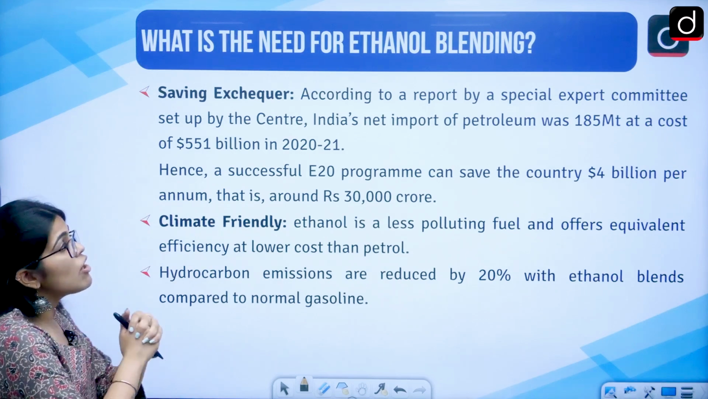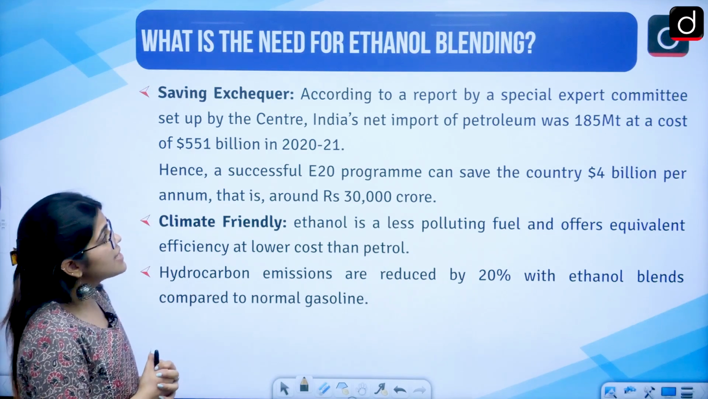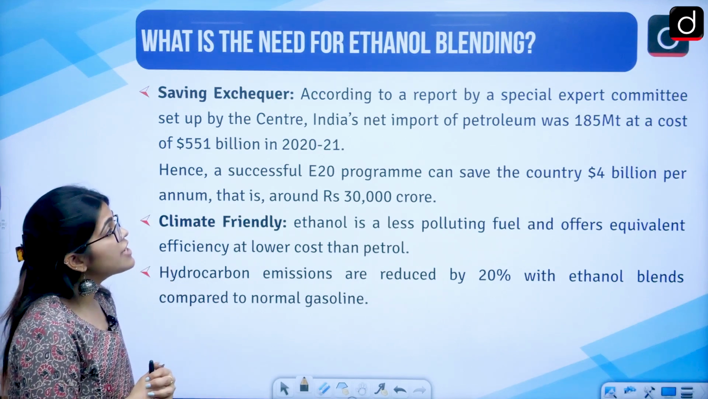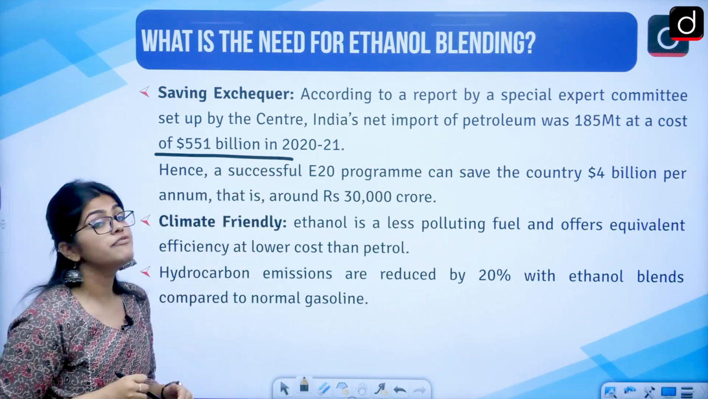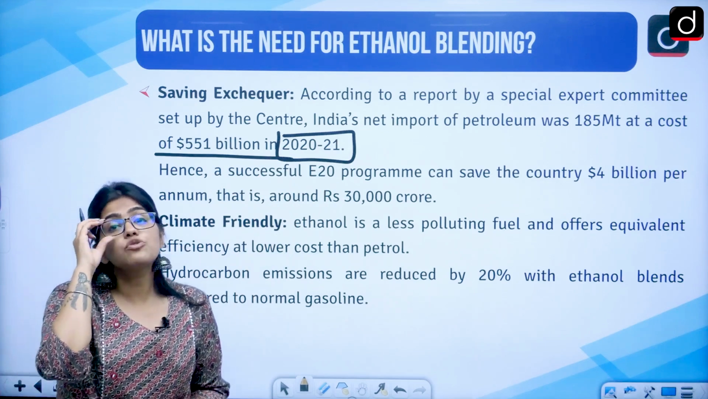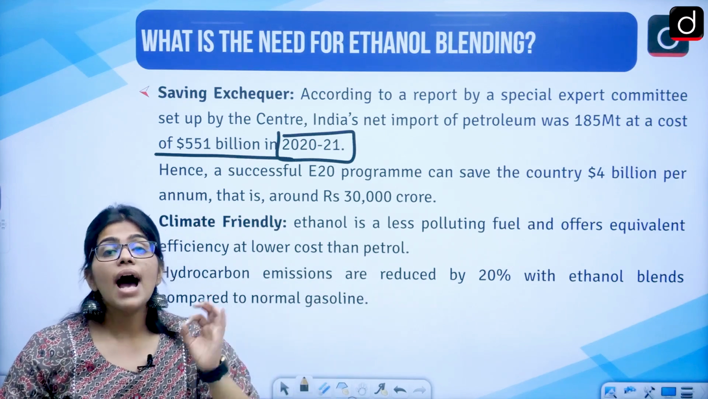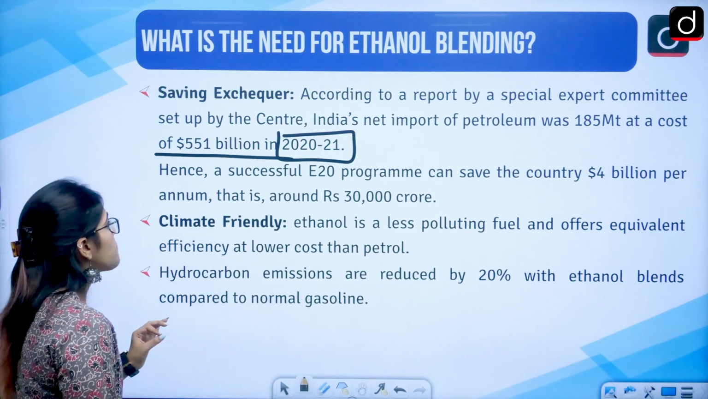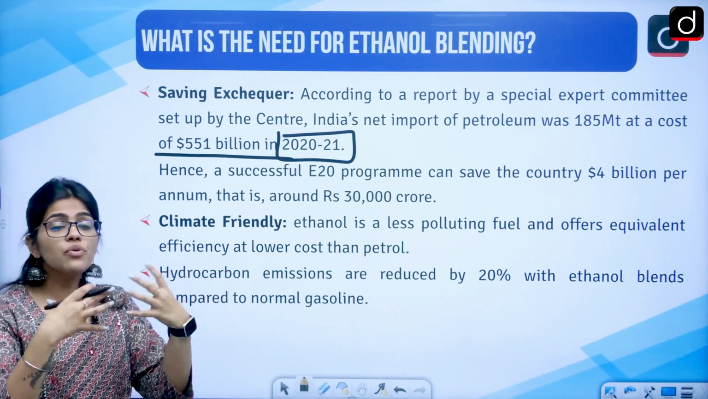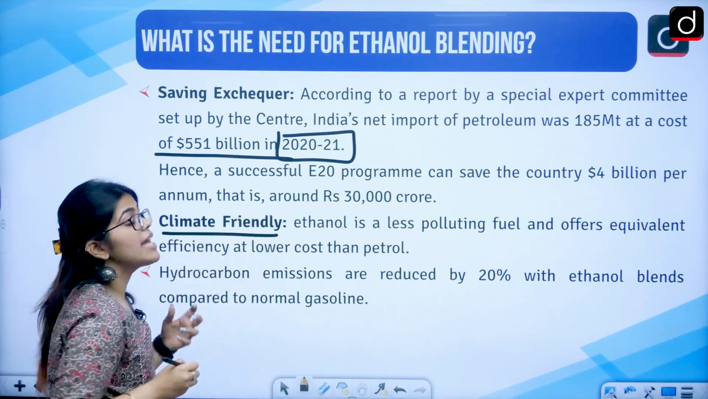Now, what is the need for ethanol blending? According to the report by the Special Expert Committee set up by the Centre, India's net import of petroleum is too high. It is about 185 MT at the cost of $551 billion, as seen from 2020 to 2021, which means that we are importing a lot of petrol. Because of this, the cost is too high and the expenditure is also getting high. Hence, the successful E20 program that our government wants to follow is a very good initiative.